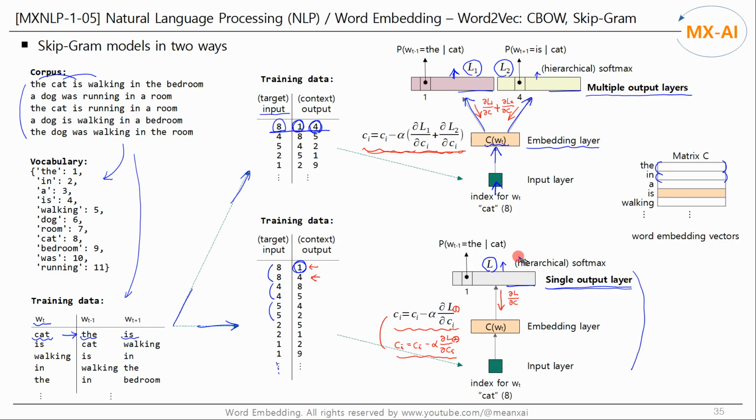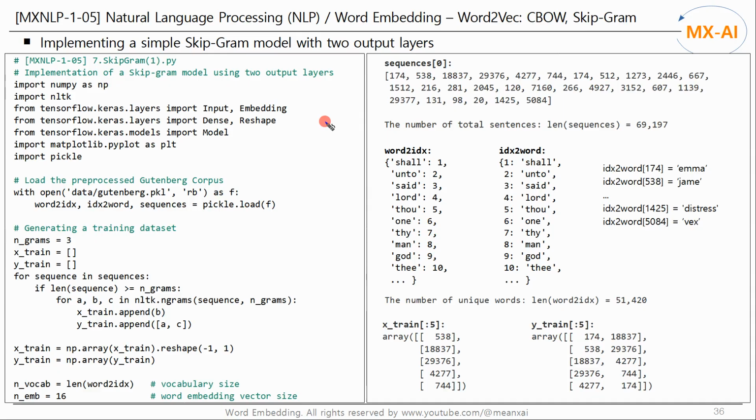Additionally, hierarchical softmax is used to reduce the computational time required to train models on huge datasets. We'll explore this in the next video. Here we use standard softmax to simplify the model. Next, let's implement a skipgram model with two output layers.